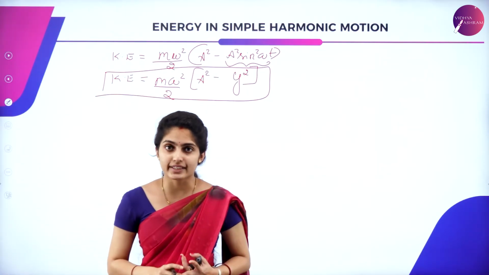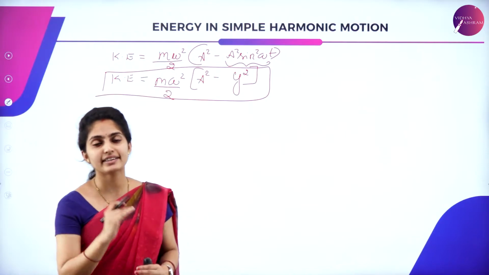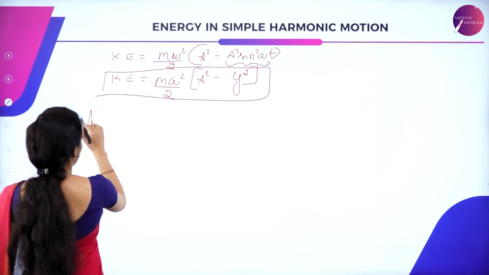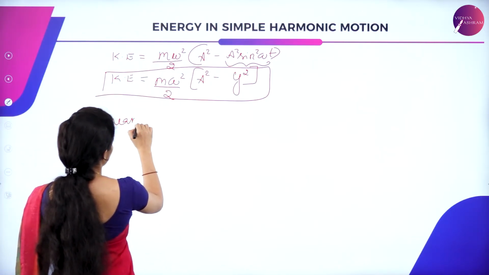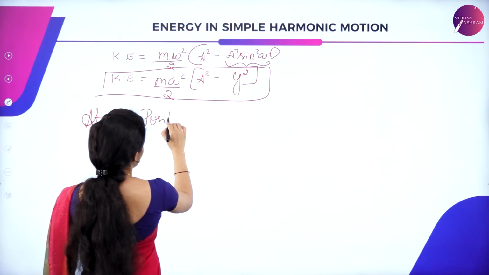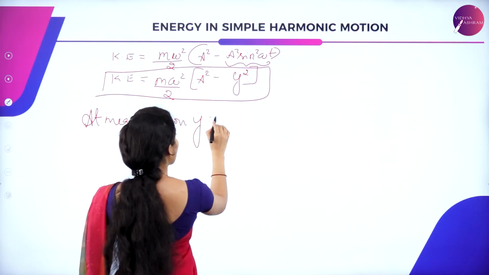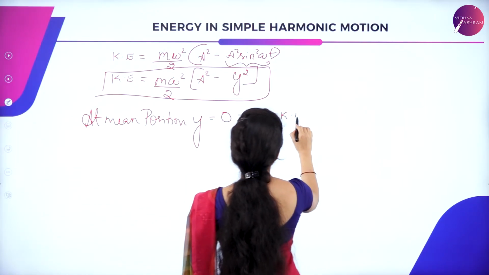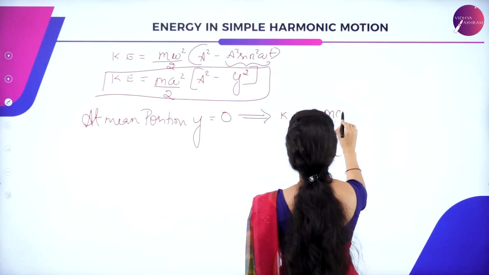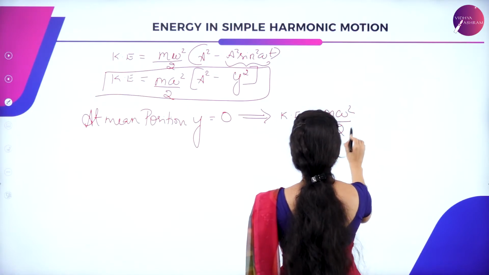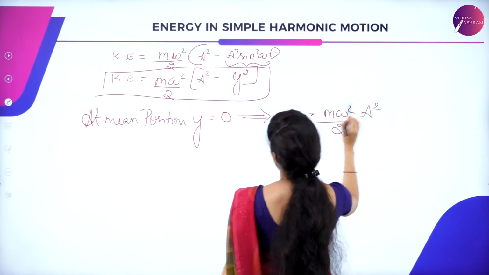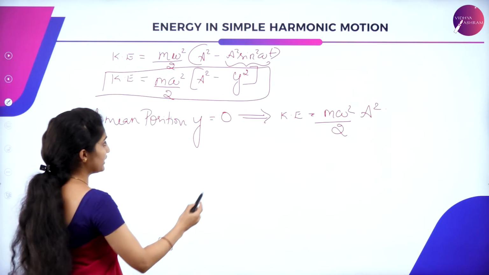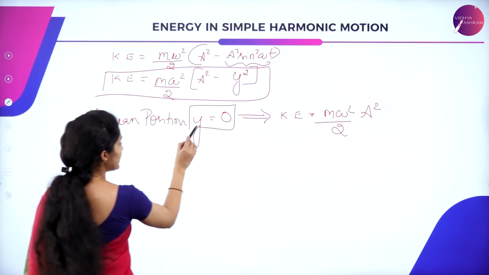So there are two cases, at mean position and at extreme position. At mean position, the value of y is said to be 0. So what happens to the kinetic energy? It becomes m omega square divided by 2 into a square. So this will be the value of kinetic energy because y is 0.